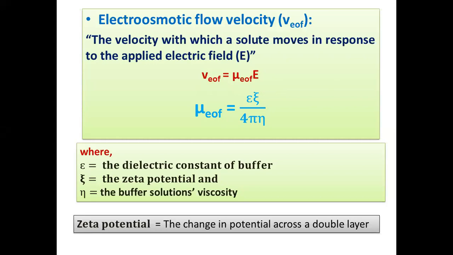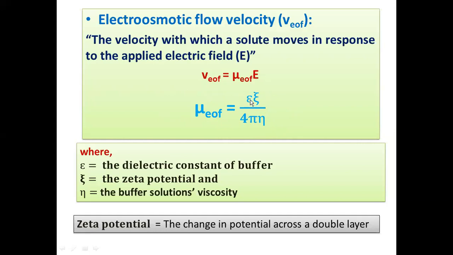The ions of the buffer will move in response to the applied electric field, and this is called the electro-osmotic flow velocity. It is simply the product of the electro-osmotic mobility and the magnitude of the electric field strength. So nu EOF into E gives you VEOF, and nu EOF can be written as epsilon into zeta divided by 4 pi into eta. Just like nu EP is equal to Q divided by 6 pi eta into R, here nu EOF is written as epsilon into zeta divided by 4 pi into eta, where epsilon is the dielectric constant of the buffer.